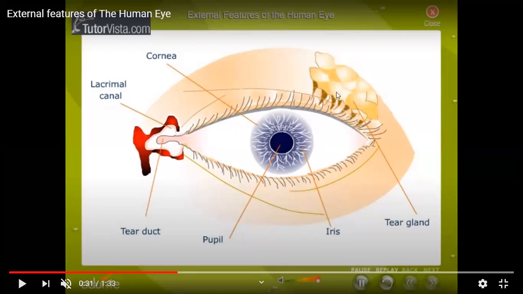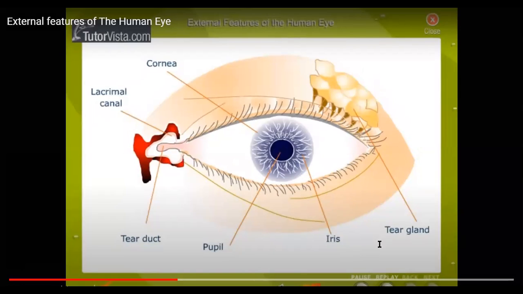Here only, on the right side, is the tear gland. Tear gland is also known as the lacrimal gland. Tear gland is a common term, but lacrimal gland is the biological term. So this is known as a tear gland, where it secretes the tear, a kind of liquid which has an antiseptic property, and it has the enzyme named lysozyme. If there is any problem, I will try to write it down. That tear gland is secreting lysozyme.